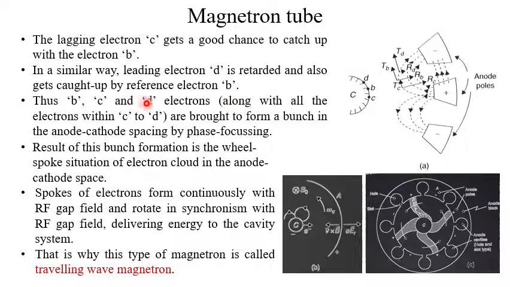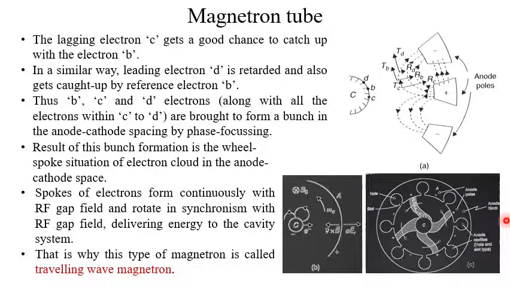So B, C and D electrons along with all electrons within this region are brought to form a bunch in the anode cathode spacing by phase focusing. Result of this bunch formation is the wheel-spoke situation of electron cloud in the anode cathode space. So bunches are formed, they are delivering their energy to the field, and all these bunches are actually rotating in this way. So spokes of electrons form continuously with RF gap field and rotate in synchronism with RF gap field, delivering energy to the cavity system.